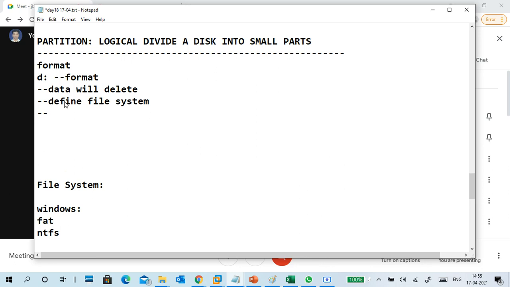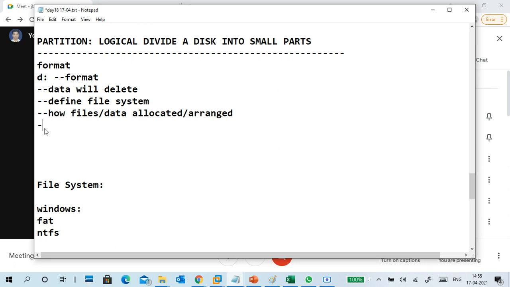Okay. So what is this format? Format means defining a file system. We are defining a file system. What is the file system? It means how you arrange the files, or we can say data, meaning anything. Data means folders, files, executable files, whatever it is. How data will be allocated or arranged. How files or data are allocated or arranged.